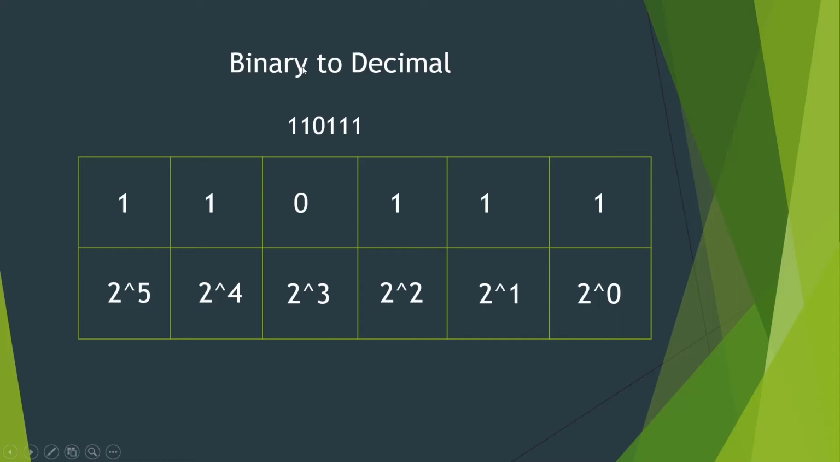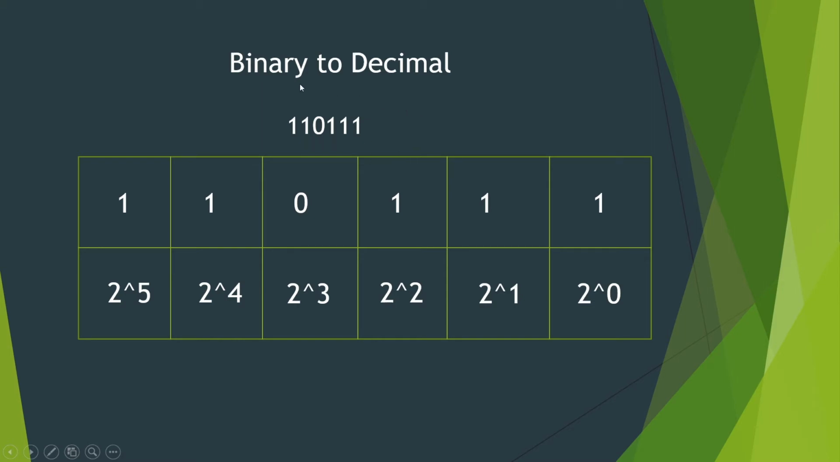So now we are going to convert the binary number into decimal format. So let's take an example. In the previous example we have got 55. Now let's see how to convert that binary into decimal. So we have this example 110111.